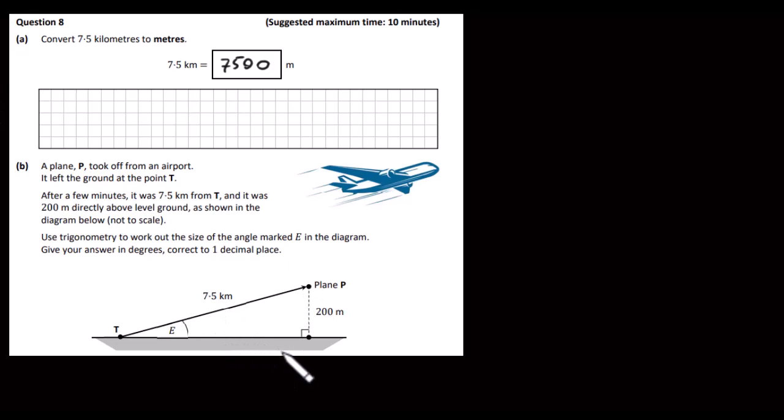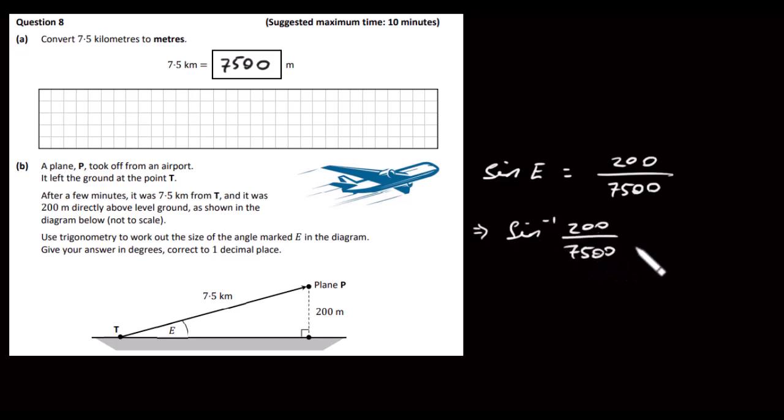Okay, so this is basically a right angle triangle, so we have the opposite, we have the hypotenuse. So this is going to be sine then. Sine of E is equal to 200 meters over, now we have kilometers here, so we need to change that, which we've already done. So sine inverse of 200 over 7,500 is equal to E, the angle E. So the angle E to 1 decimal place is just 1.5 degrees.